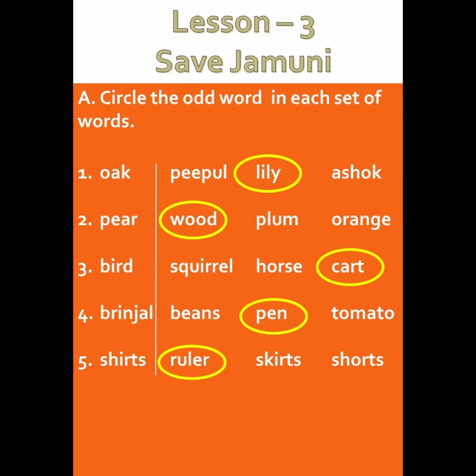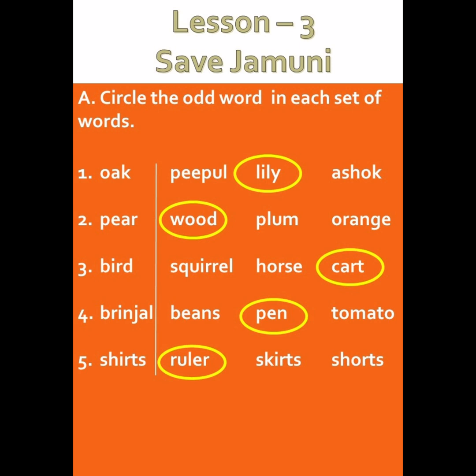Number 3, bird, squirrel, horse, cart. All these are names of birds and animals. The odd one is cart. C-A-R-T, cart. Circle the word cart. Number 4, brinjal, beans, pen, tomato. All these are names of vegetables. Pen is the odd one. Brinjal, beans, tomato are names of vegetables and pen we use for writing. So circle the word pen.